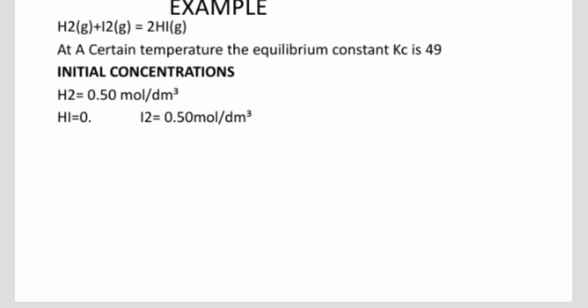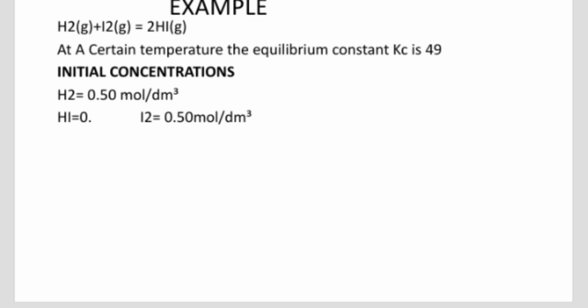So at a certain temperature, the equilibrium constant Kc is 49. Then we have the initial concentrations, which are appearing on the screen. We have H2, which is 0.5, and the others. Now our task is to find what? Is to find the final concentrations using the initial concentrations and the equilibrium constant. Now how do we go about it?